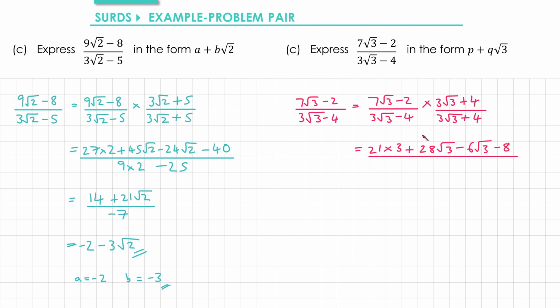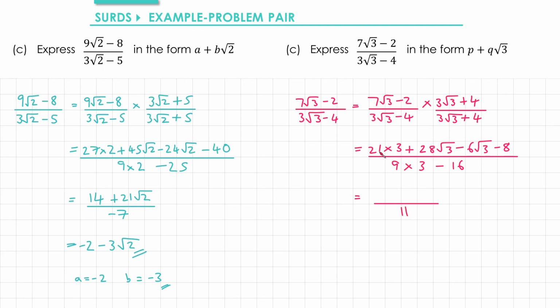On the bottom, the surds will cancel. We're going to end up with 3 root 3 times 3 root 3. 3 times 3 is 9. Root 3 times root 3 is 3. And negative 4 times 4 is negative 16. Let's tidy up the denominator first. 9 times 3 is 27, minus 16 is 11.